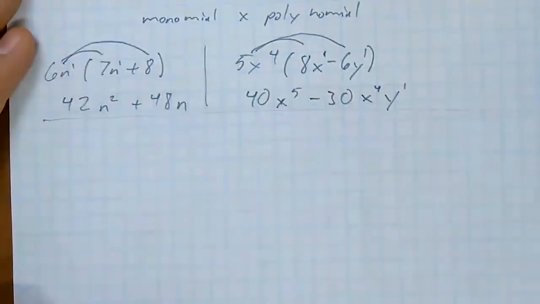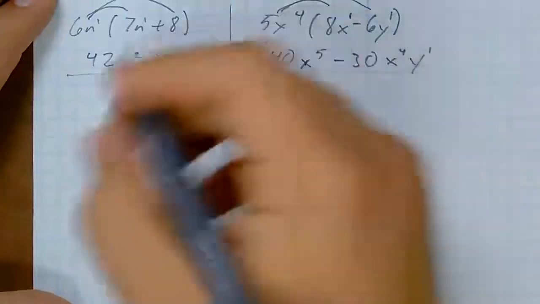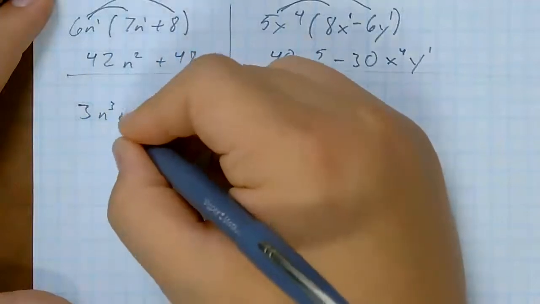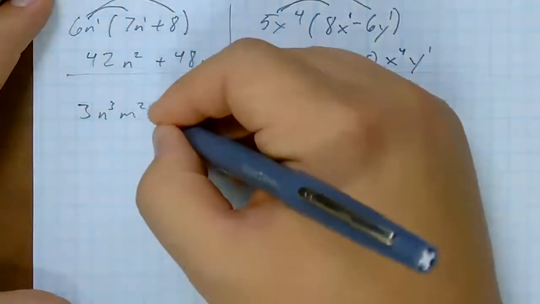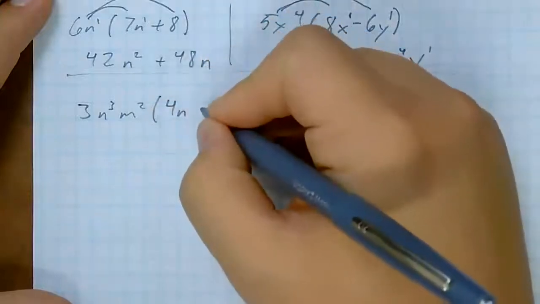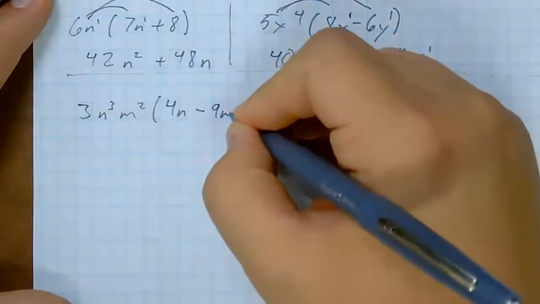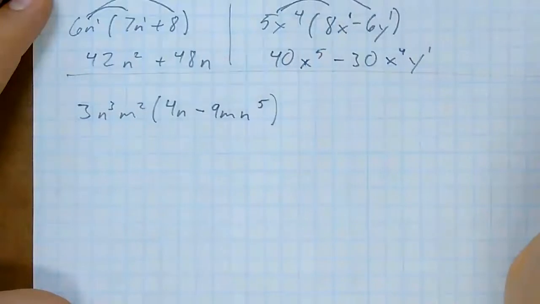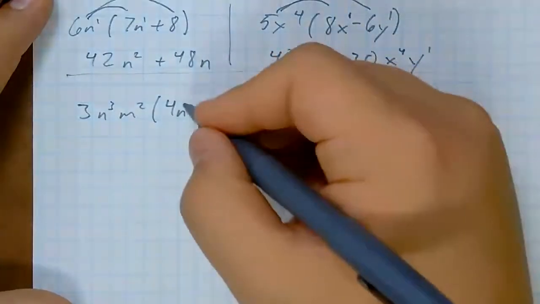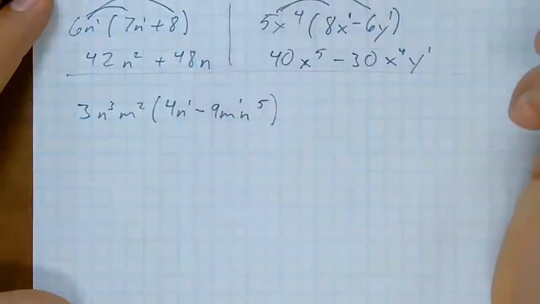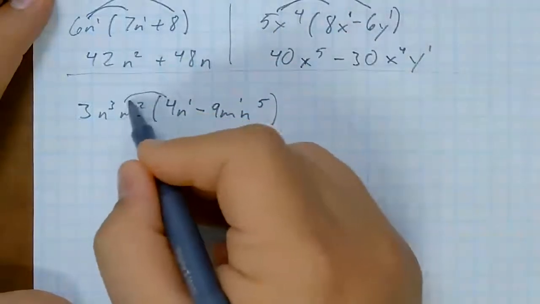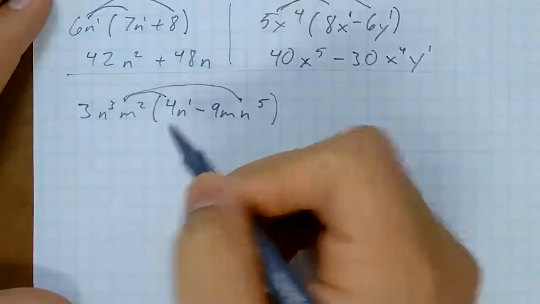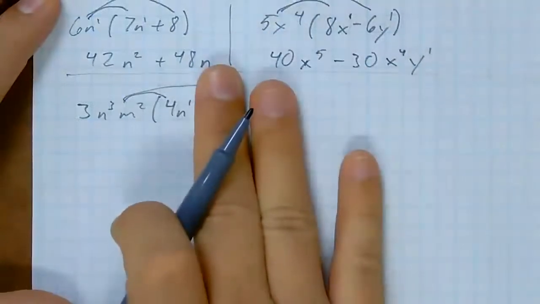So take a look at another one that requires multiple variables. We have 3n cubed m squared times 4n minus 9m n to the fifth. So let's go back and think, are there invisible exponents here? Yes, n to the first and m to the first. Process remains the same. We're still distributing. This leading term is quite large now, larger than we've seen before. But nothing really has changed. This is just a product rule problem.